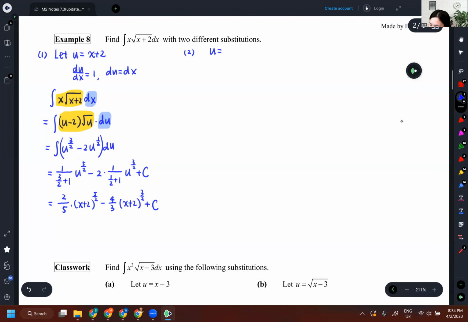Yes. But this time, I don't know. If I use this substitution, what should I do in order to make it like that? You must know that my final goal is to get rid of everything. How do I do that?